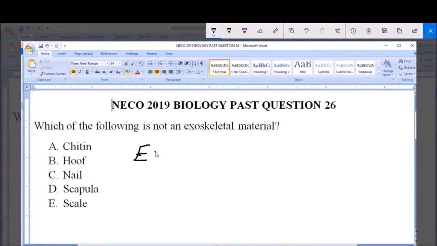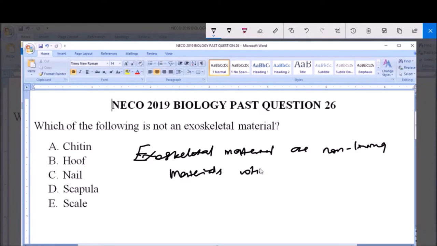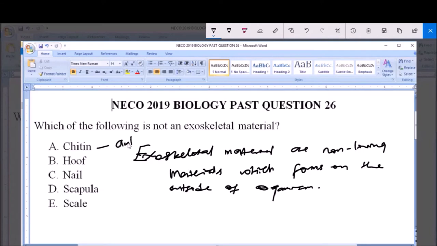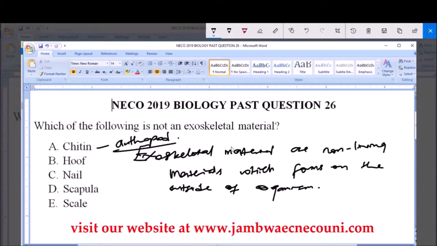Now, exoskeletal materials are non-living materials which form on the outside of organisms. Now, let's look at these options. A says chitin. Like you know, chitin is found on the outside of arthropods, that is the insects. You find chitin on the outside of insects. This chitin helps to protect these insects.